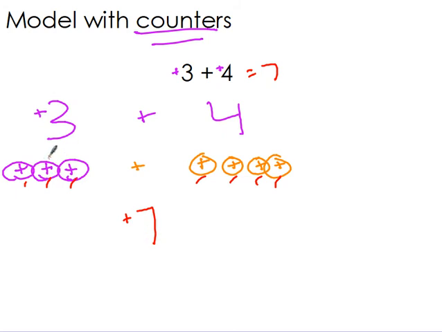So that means my answer is +7. The reason we're using these counter chips is because it's going to make a lot more sense when we start combining positives and negatives together, and they really help us see what's going to happen there. So this is just me modeling. I have +3, I'm combining that with +4, so I have my 3 positives and my 4 positives. When I combine all those together, I have 7 positives. So we're just counting them.